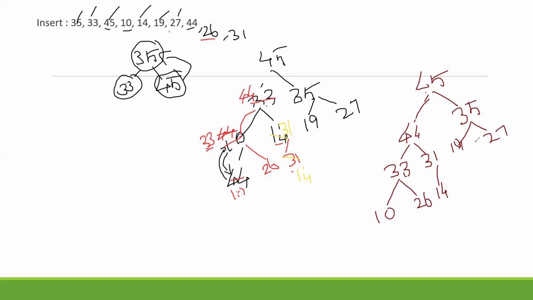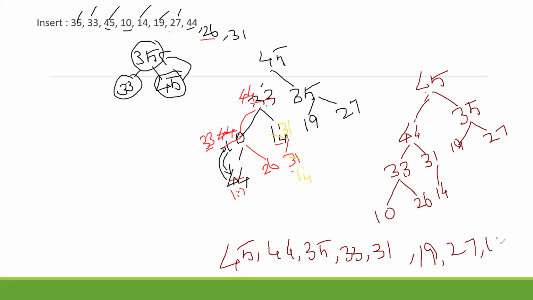So how will they give the answer actually? 45 they will give you, 44 they will give you, and 35. Like this we have to write level by level. That's all. So 33 and 31, 19, 27, then 10 and 26 and 14. This is my answer. So four answers they will give you. We have to select this answer. So previous year questions also we are going to see, how they are asking questions. Okay. This is just the insert model.